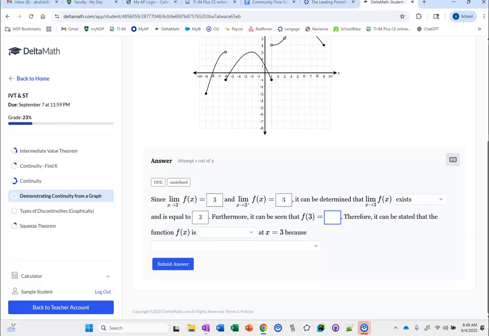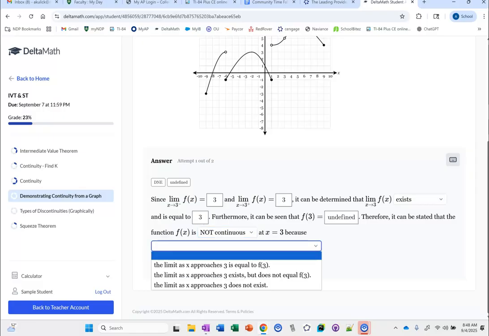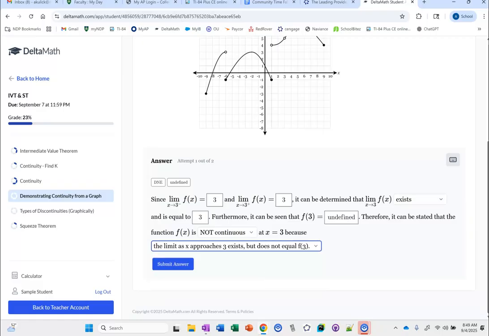Furthermore, this is undefined. Therefore, it's stated the function f of x is not continuous at 3 because the limit exists but is not equal to the function.